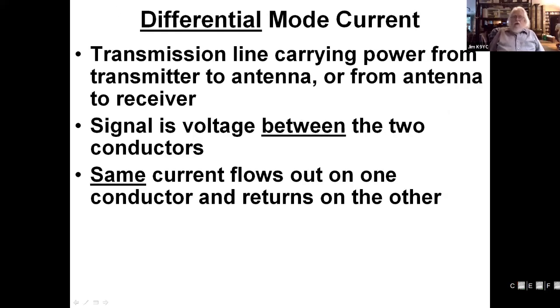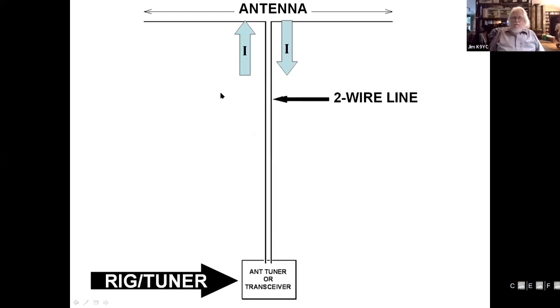First, differential mode current is the ordinary power flowing through a transmission line to the antenna. It's between the two conductors. So the same current is flowing in on one and out on the other. And that's true whether it's coax or whether it's two-wire line.